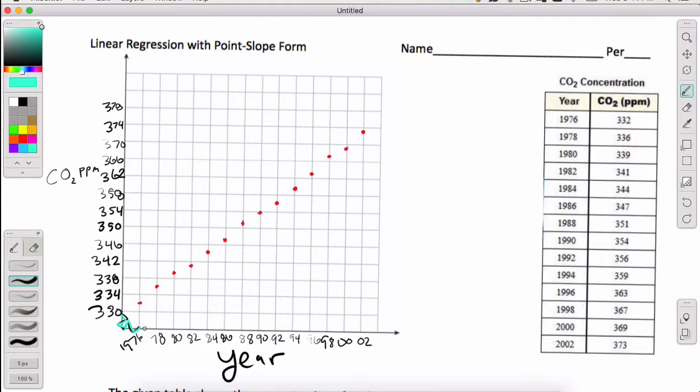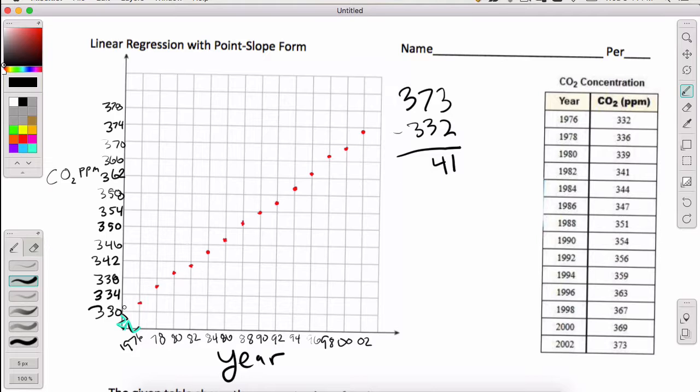And I could just go by every 2 years here, because that was pretty simple, and that matches the table. But for my parts per million, I had to do a little bit of math to figure out how I was going to scale the y-axis. So what I did was I looked at my biggest value, 373, and I subtracted my smallest value, 332. And of course, that's 41 parts per million.